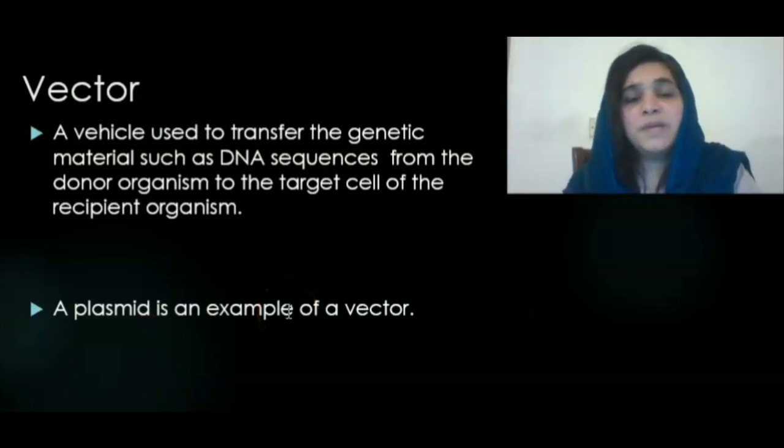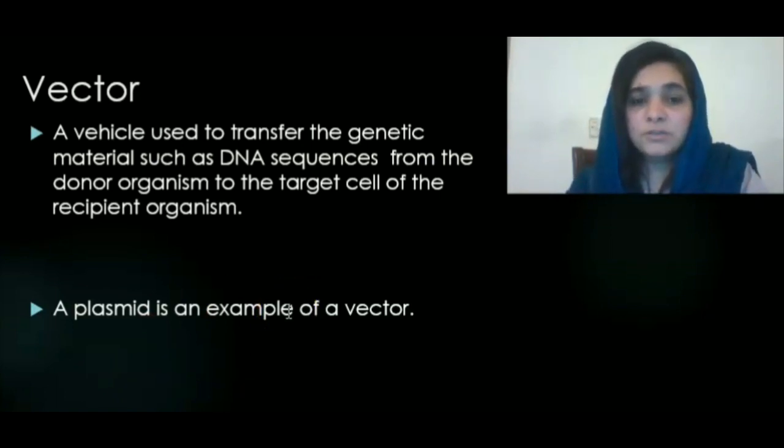So what is meant by vector? A vehicle used to transfer the genetic material such as DNA sequences from the donor organism to the target cell of the recipient organism. For vector, you have to remember that it is a means of transportation. So it is used to transport genes or DNA sequences from donor to the recipient. For example, a plasmid is an example of vector.